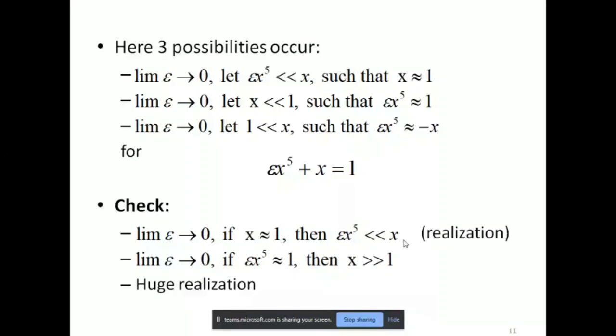And as we know, mathematics is itself a check on itself, so we can identify the wrong assumption through the method of contradiction. So we do the checking. For the first case, let's see in the opposite manner. In the limit epsilon tends to 0, if x is nearly equal to 1, then epsilon x to the power 5 should be very, very much less than x, because epsilon tends to 0. So the left hand side will be very, very much less than 1.